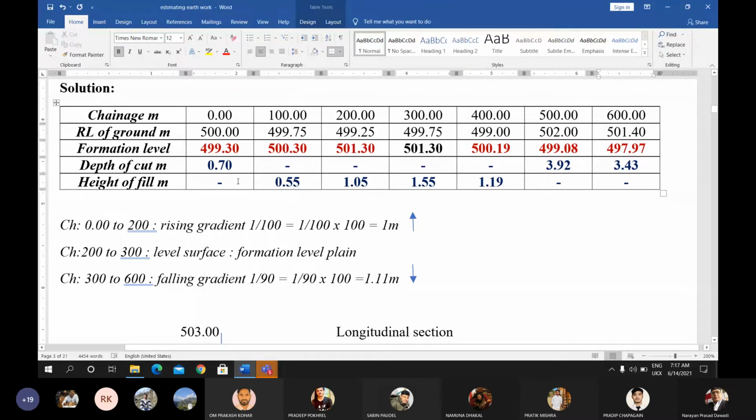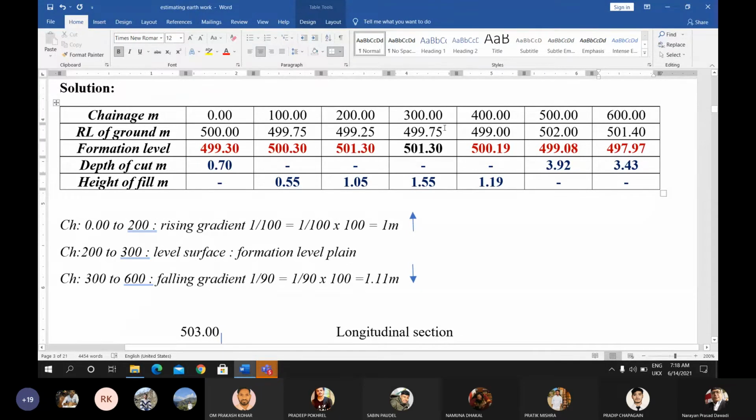There is no height of fill for this 0 meter channel. Now for the 100 meter channel, the RL of ground is lower than the RL of formation level, because the formation level is higher than the ground level, so there must be filling. 500.30 minus 499.75, you will get the value of 0.55 meter. Now for the 200 meter channel, formation level is higher than ground level, that is also filling. Deduct 499.25 from 501.30, you will get the value of 1.05 meter.